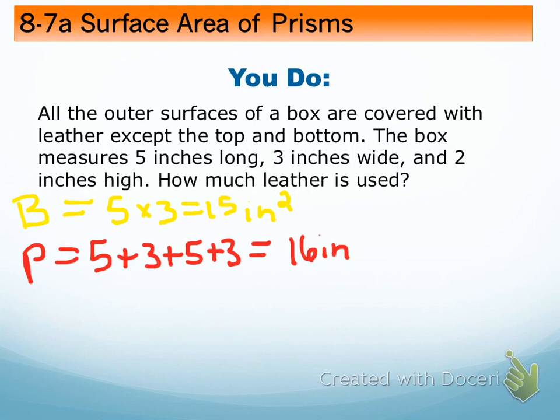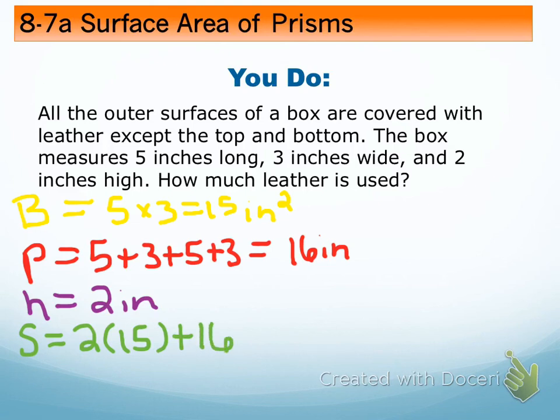Our height is going to be the 2 inches that was given. So we're going to plug all of these into that formula. Surface area equals twice the area of the base plus the perimeter times the height. So the surface area of this prism is going to be 62 inches squared.